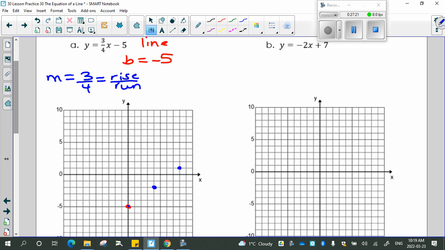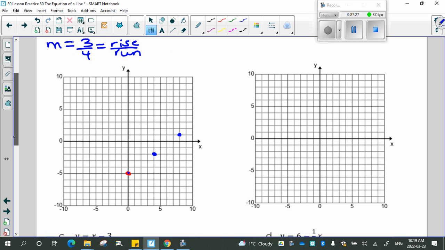From this one, I run off the graph. How do I go backwards to fill in the rest of the space that I can? Instead of going up 3 and over 4, I'm going to go down 3 and left 4. Awesome. And then if I tried that again, I'd run off the graph. Now I just need to draw my line.